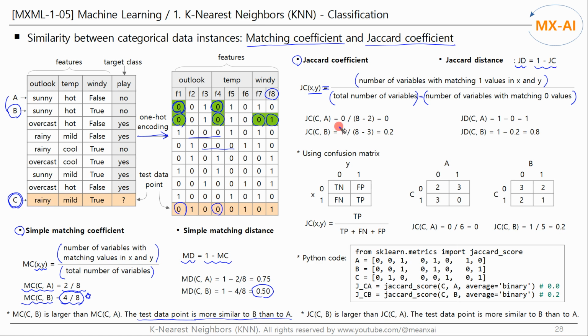The number of variables with matching 1 values in C and A is 0. The total number of variables is 8. And the number of variables with matching 0 values is 2. Therefore, the Jaccard coefficient between C and A is 0. The number of variables with matching 1 values in C and B is 1. And the number of variables with matching 0 values is 3. Therefore, the Jaccard coefficient between C and B is 1/5, or 0.2.